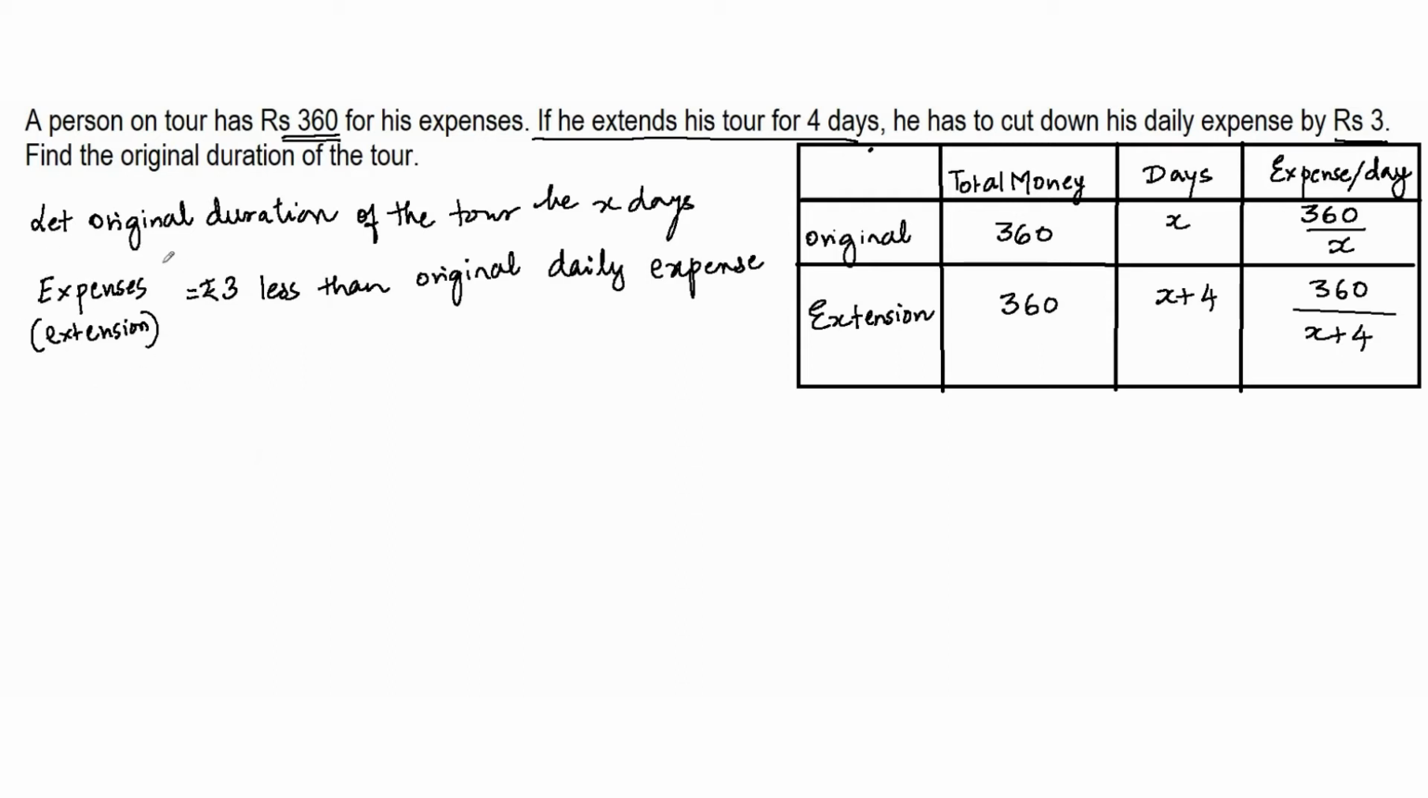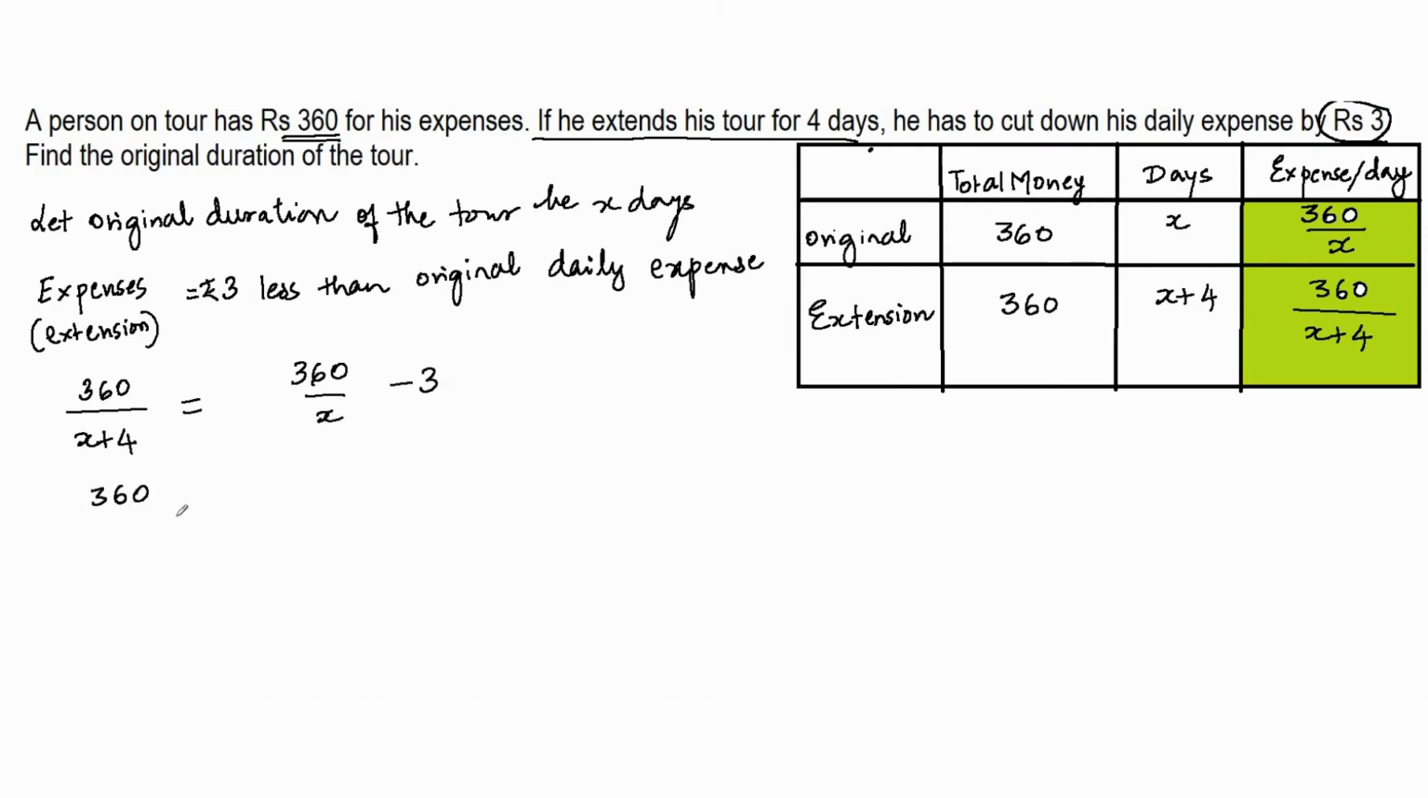Now what is his expenses in the extension case? It is 360 upon x plus 4. This is 3 rupees less than the original expense per day, that is 360 upon x minus 3, right? So therefore this is the equation that I have. Again, please notice that the expense per day was being compared here, and it was seen that the expense in the new case or the extended case was 3 rupees less than the original case, and that leads to this particular equation.